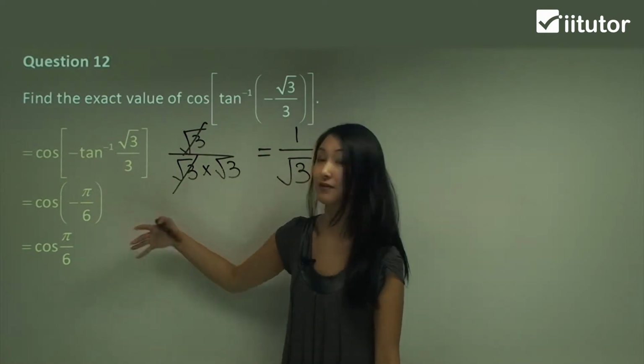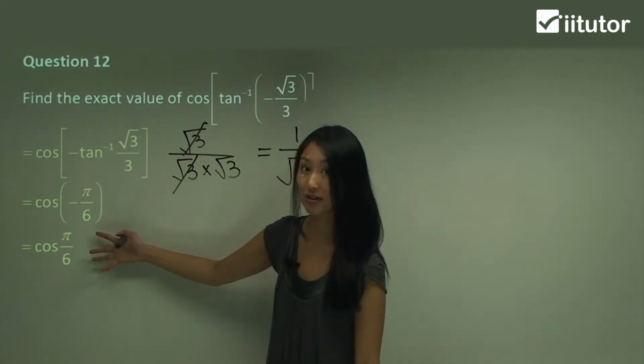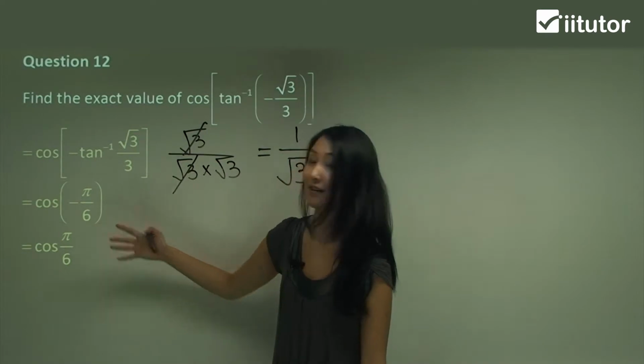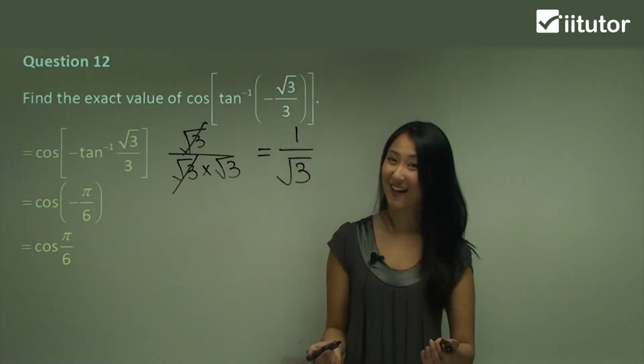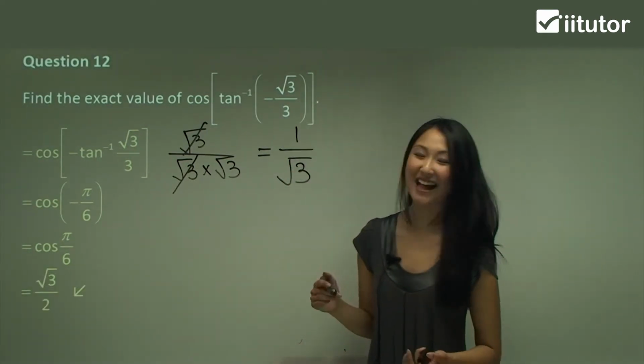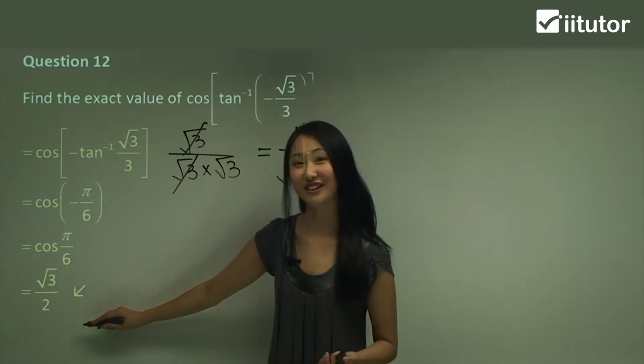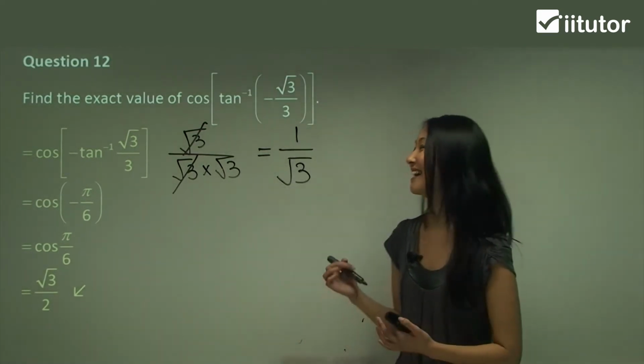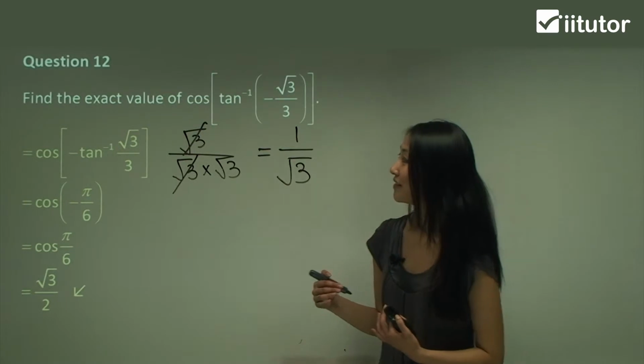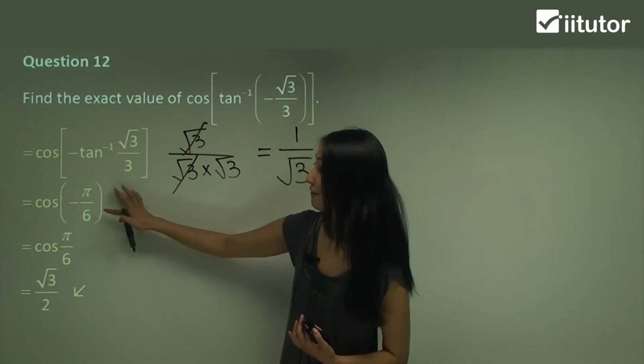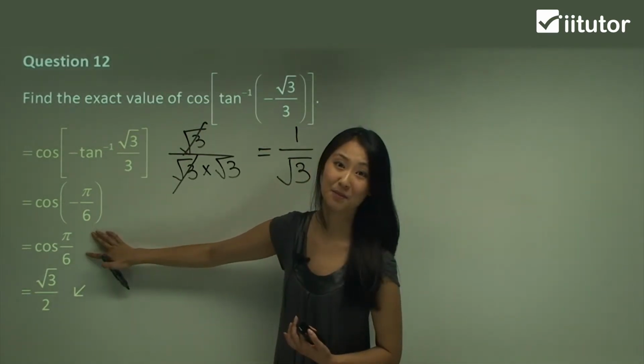Cosine of a negative can just become cosine of the positive. So it becomes cos pi on 6, which from your exact values equals, exactly, square root 3 on 2. So just remember that with your cosine, when you have a negative value here, it just becomes a positive.